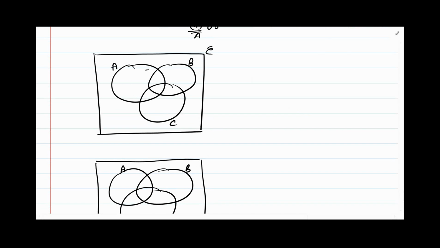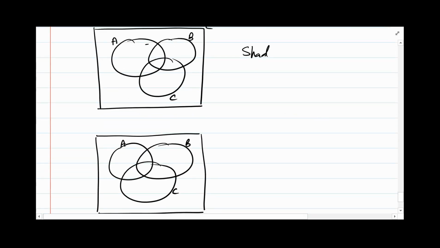Let's do some more interesting things. Again, just to test if you remember, let's put up two at the same time. We want you to shade the region A complement intersected B complement intersected C, and now let's also do something with a bracket in there, not all intersection signs.